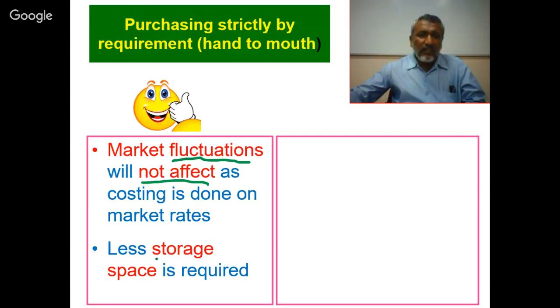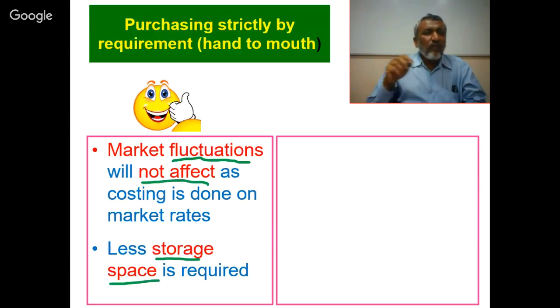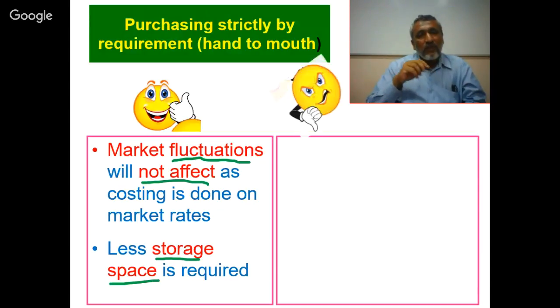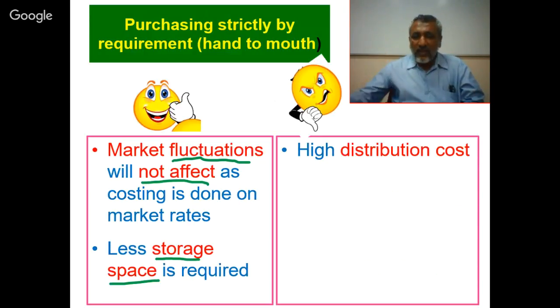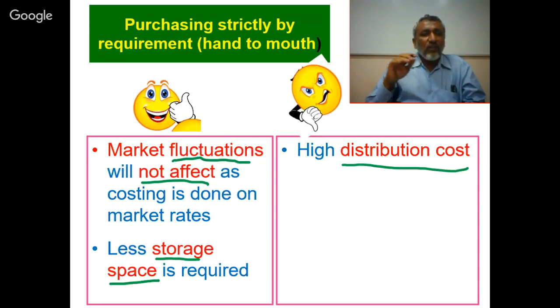Secondly, we need less storage space. As we are buying material only based on the order, we will be buying in small quantities which will be immediately used. So we don't need huge storage space for storing materials. That will reduce the storage cost for the organization. At the same time, it also has certain disadvantages. The number one disadvantage is the high distribution cost. That is, when you transport material in smaller quantities, your distribution cost per unit is going to be high.